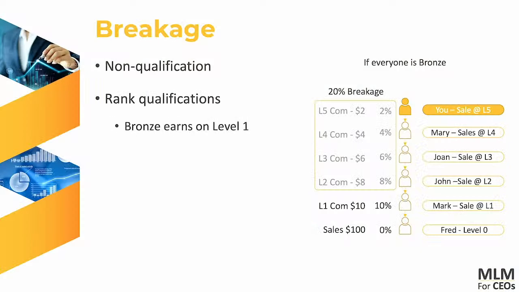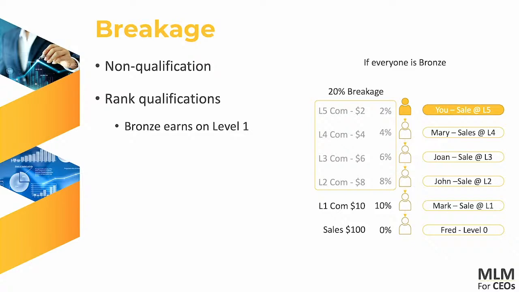The second kind of breakage is non-qualification breakage. Let's say that everybody in your network is bronze. And let's say bronze members only earn on level 1. So you only earn on level 1 and you're bronze. That means if the sale happens down at Fred, the system goes up. It says, is Mark a bronze? Yes, he is. Fantastic. Pay him his 10%.